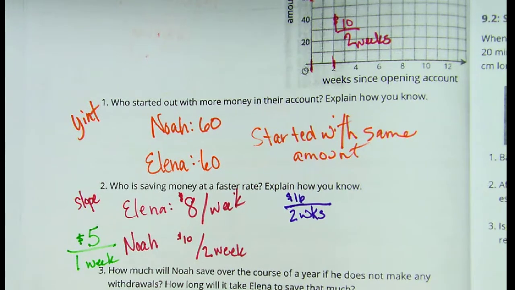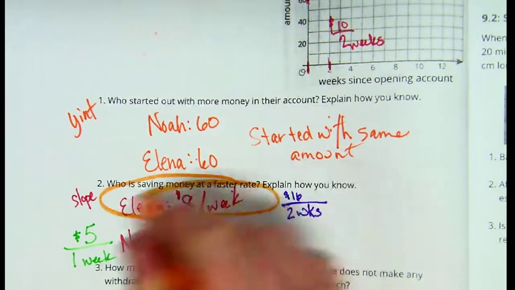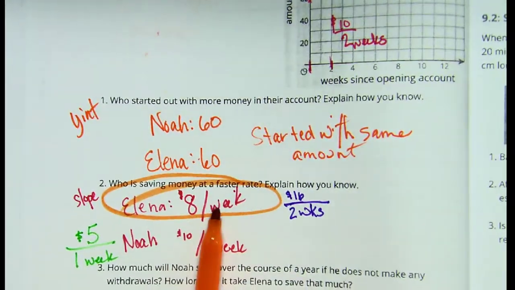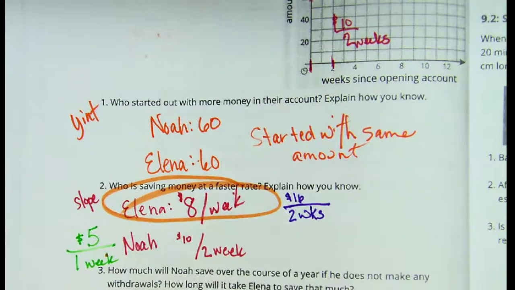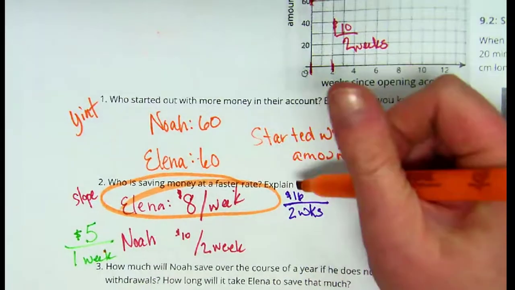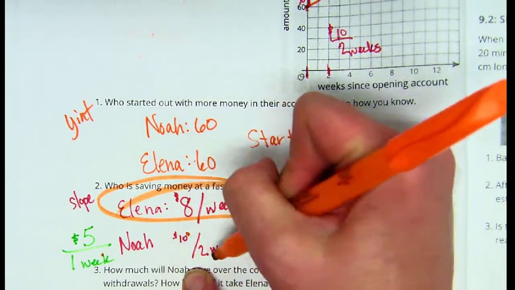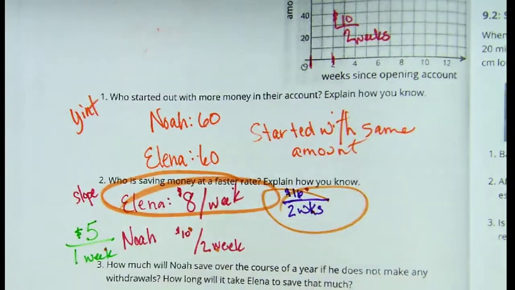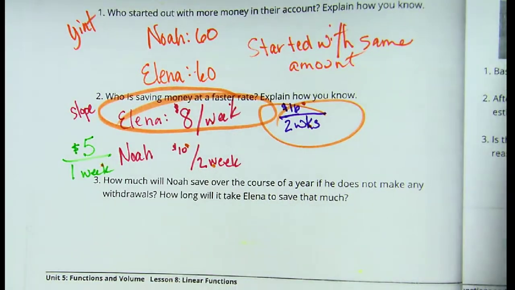Now the person saving at a faster rate, that'd be Elena. You compare $8 for 1 week versus Noah's $5 for 1 week, Elena is saving more. If you compare for 2 weeks, $16 for 2 weeks versus $10 for 2 weeks, Elena is still saving more every week or even for every 2 weeks.